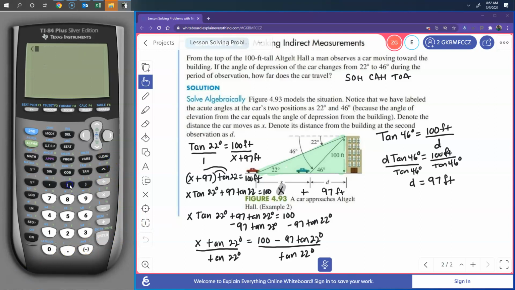So I'm going to go ahead and use parentheses. I have 100 minus 97 times the tangent of 22 degrees. And then I'm going to go ahead and make sure that you have parentheses around the entire expression. And then divide by the tangent of 22 degrees, and you get 150, I'm going to say 151 feet.